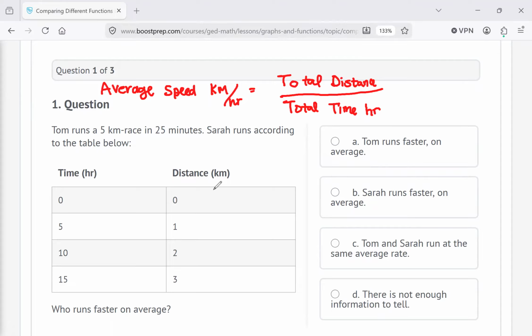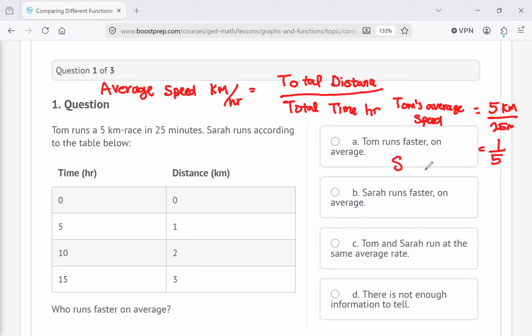So let's start with Tom. What is Tom's average speed? He runs 5 kilometers, so the distance is 5 kilometers for 25 minutes. If you reduce that, that's going to be 1 out of 5. And then let's do Sarah's.